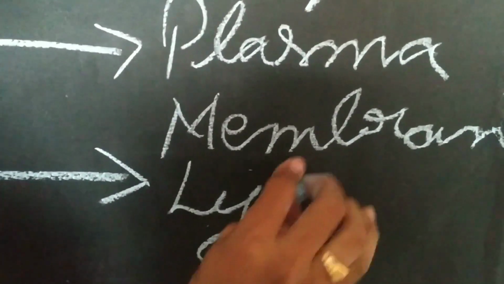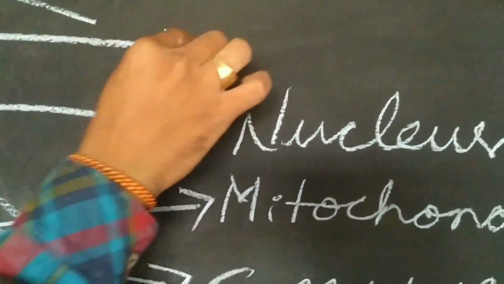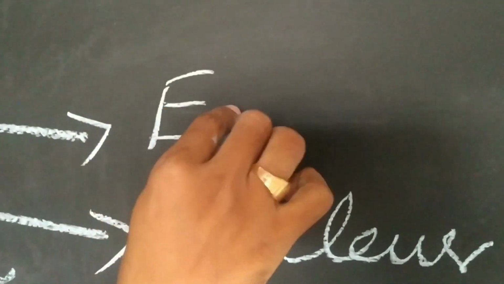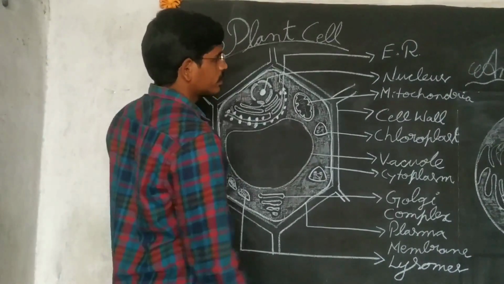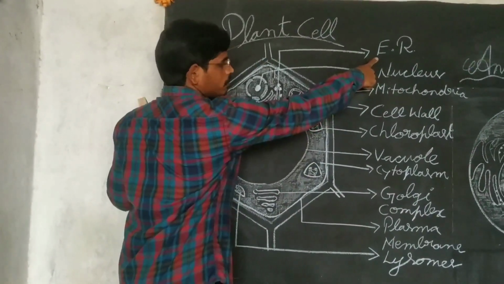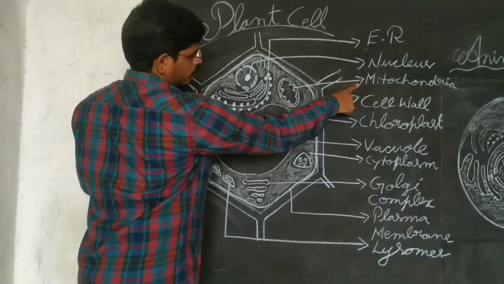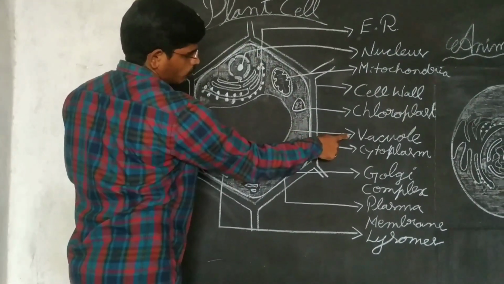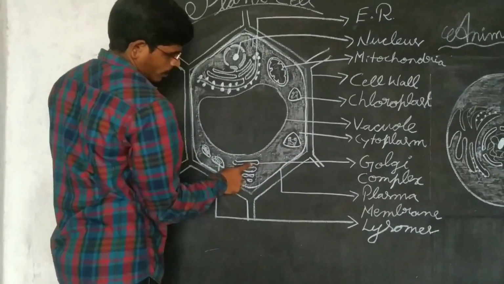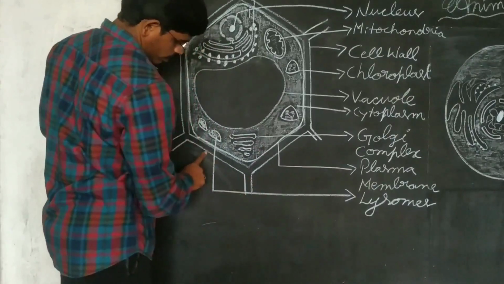Lysosomes, endoplasmic reticulum, it is also called as shortly ER. Now let's recollect the parts. Endoplasmic reticulum, this one is nucleus, mitochondria, cell wall, chloroplast, vacuole, cytoplasm, Golgi complex, plasma membrane, lysosomes.